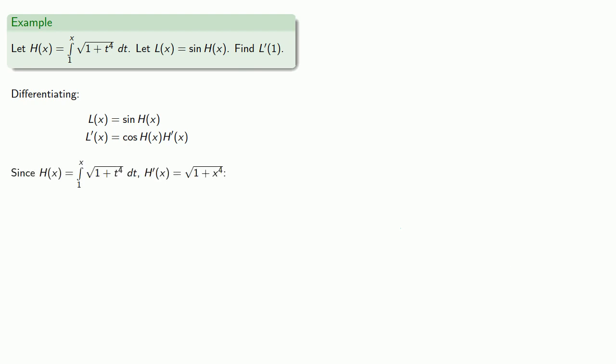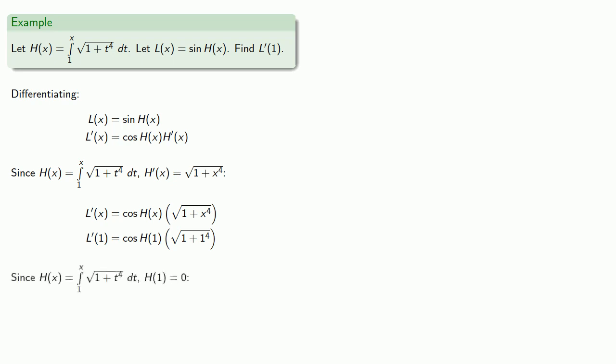And so we can substitute these values into our expression for L prime of x. And again, since h of x is the integral from 1 to x, then h of 1 is going to be 0. And that allows us to find L prime of 1.